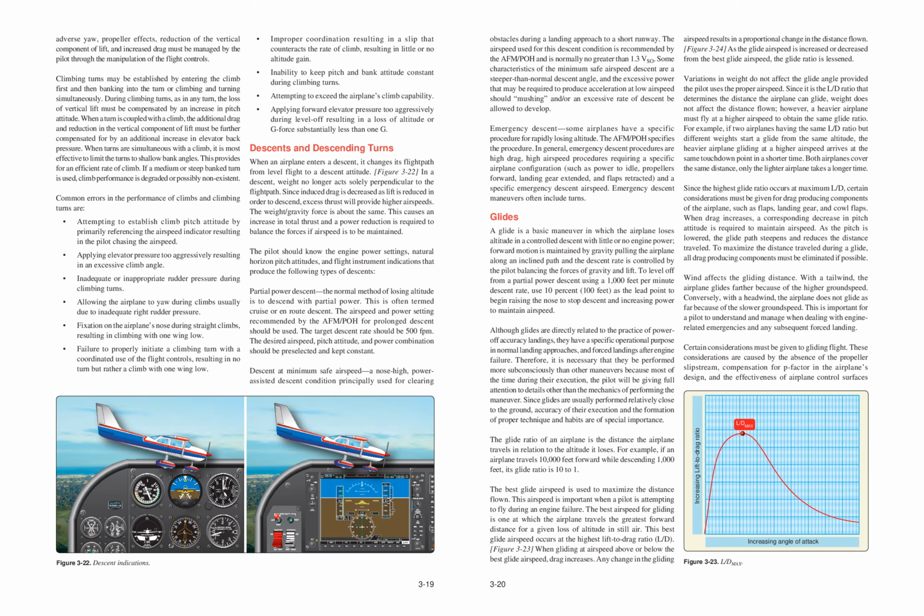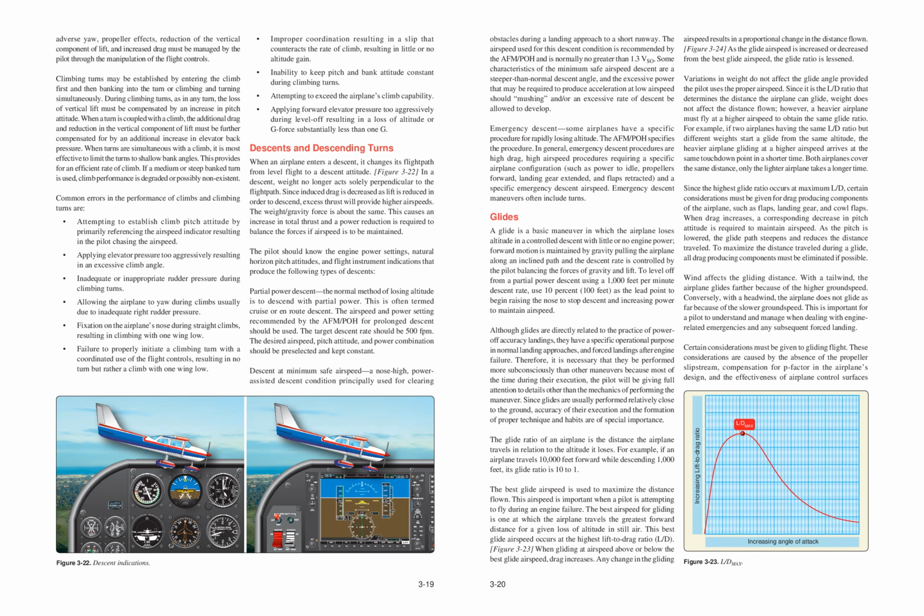This best glide airspeed occurs at the highest lift-to-drag ratio, L/D max. Figure 3-23, when gliding at airspeed above or below the best glide airspeed, drag increases. Any change in the gliding airspeed results in a proportional change in the distance flown. Figure 3-24, as the glide airspeed is increased or decreased from the best glide airspeed, the glide ratio is lessened.